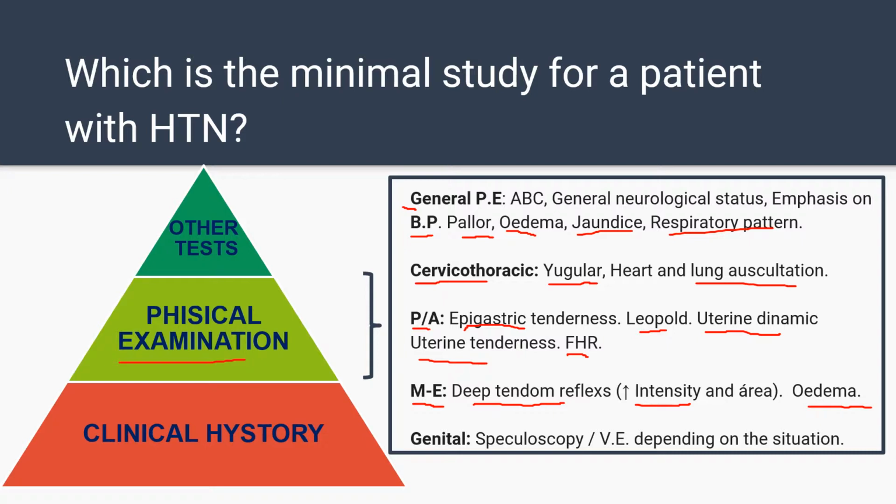and the genital exam, to check with a speculoscopy or vaginal examination, depending on the situation of the patient. If there is PV bleeding, you cannot do a vaginal examination, or if the patient is preterm and is not in labor and everything is okay, you don't have to do a vaginal examination. You only practice a speculoscopy if you need it. It's according to the situation of the patient, okay? But it's important to know that maybe in the future you will have to do that to assess the cervical conditions in order to finish the pregnancy.